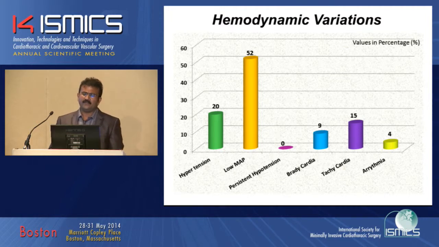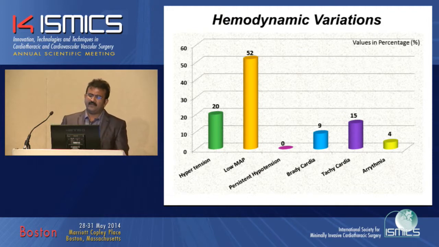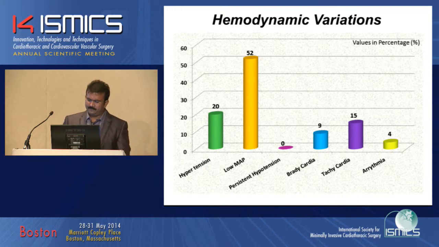Bradycardia was noted in 9% of the population, which required atropine. Tachycardia was noted in 15% of the population, which required IV beta blocker. 4% of the patients had atrial fibrillation during surgery, which required IV beta blocker along with amiodarone infusion.